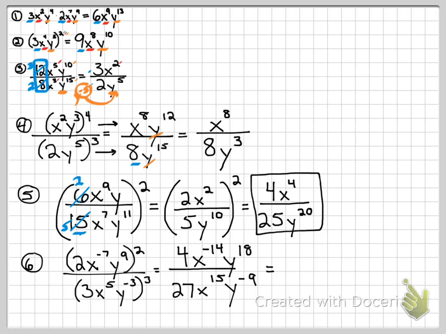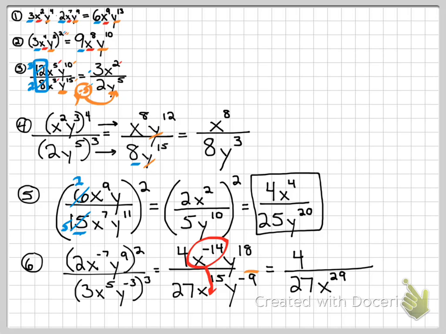So, just looking at the whole numbers 4 and 27, nothing goes into both of those. So, 4 over 27 is going to stay. X to the negative 14. As soon as I see a negative, wherever it is, I want to move all 14 of those x's to the other side of the fraction, which in this case is down. So if I'm moving 14 x's down there, and there's already 15 x's down there, that's going to give me 29 x's on the bottom.